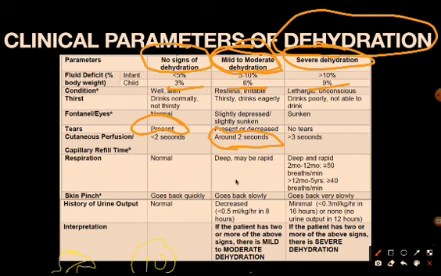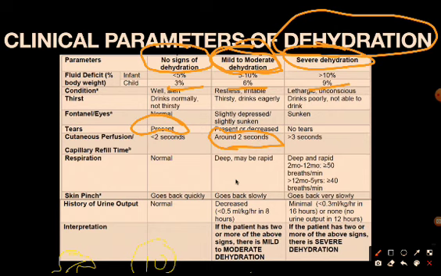Then 2 to 3 months for our posterior fontanelle or the triangle fontanelle at the back. For our cutaneous perfusion, again, our capillary refill time, that is around 2 seconds. Then for respiration, that is deep, maybe rapid. And for our skin pinch, it goes back slowly. Then for the urine output, this is not present in IMCI again. That is usually less than 0.5 ml per kilogram per hour in 8 hours.